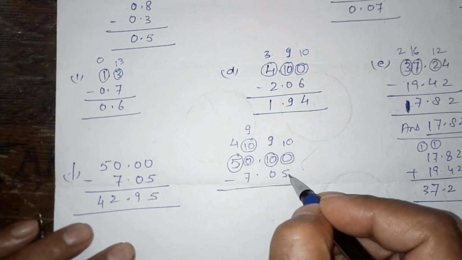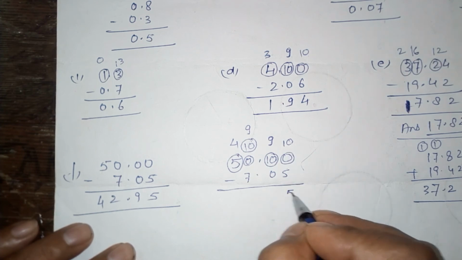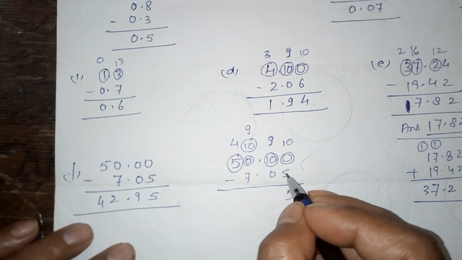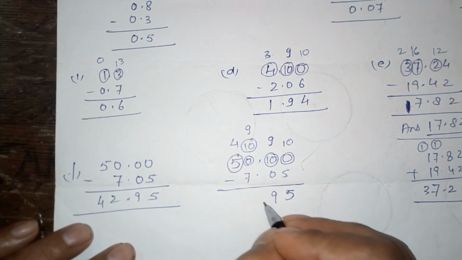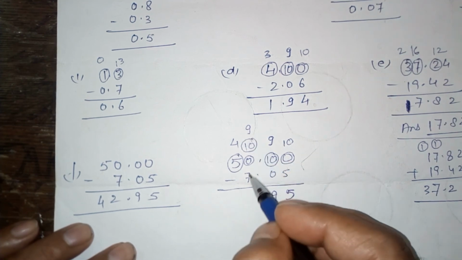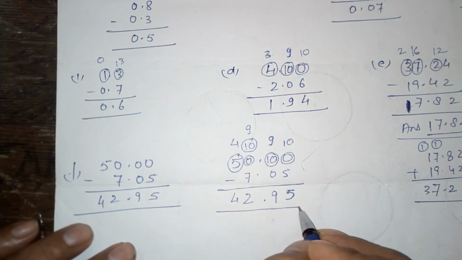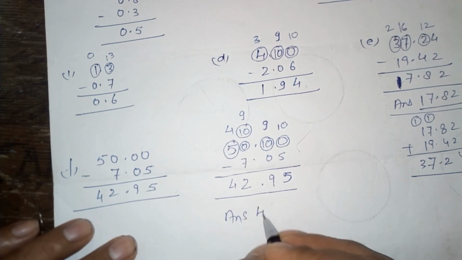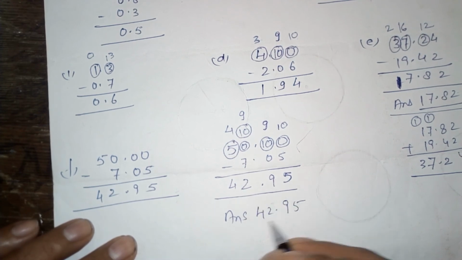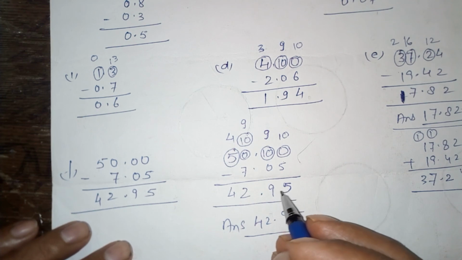In that condition we will apply the subtraction procedure. 10 minus 5 gives you 5. 10 minus 5 gives you 5. 9 minus 0 gives you 9. Okay, 9 minus 7 gives you 2, and this is 4. So your required answer is 42.95. Okay, 42.95 is the required answer of the given question.